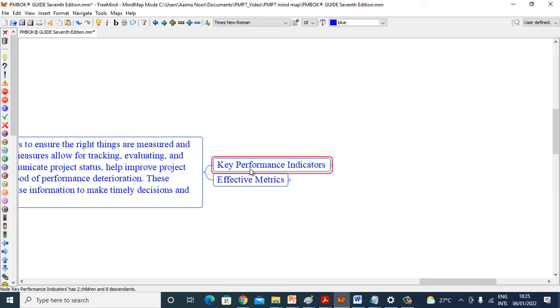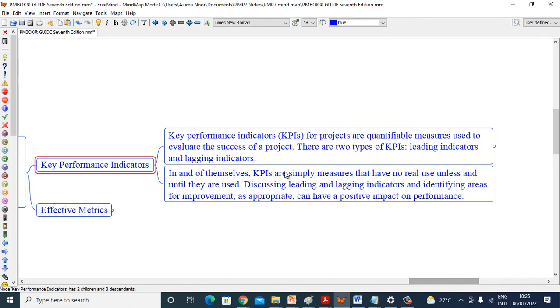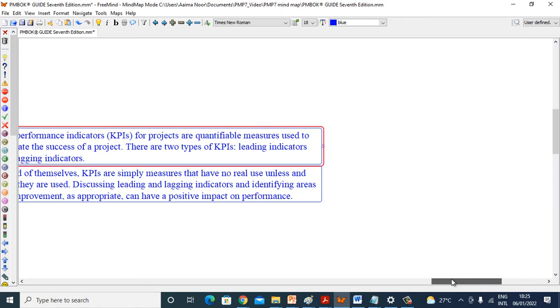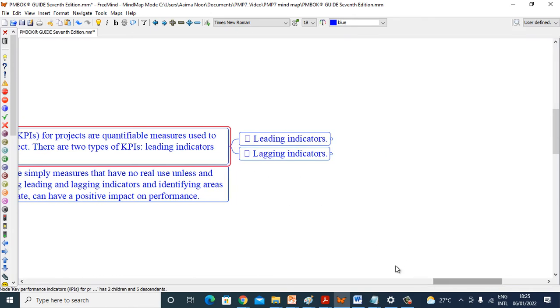Key performance indicators, effective metrics. So let's see key performance indicators. Key performance indicators, KPIs, for projects are quantifiable measures used to evaluate the success of a project. There are 2 types of KPI, leading indicators and lagging indicators. Let's see leading and lagging indicators.